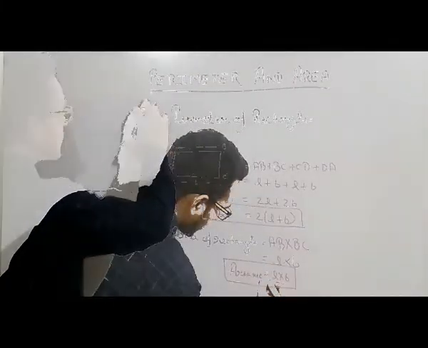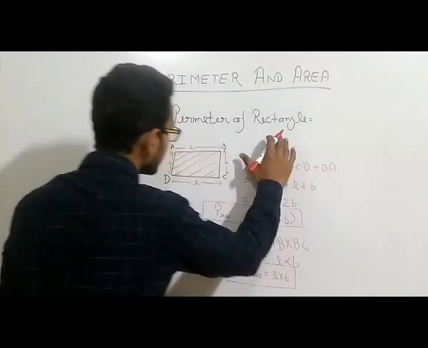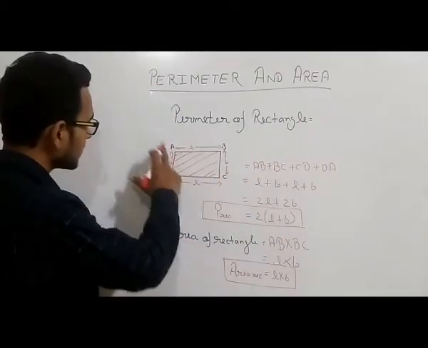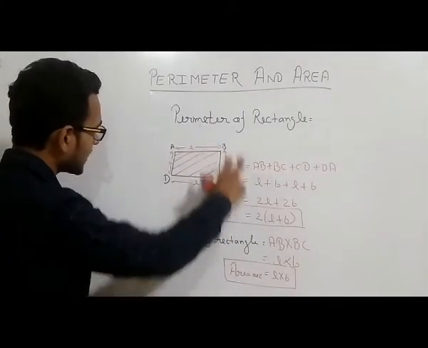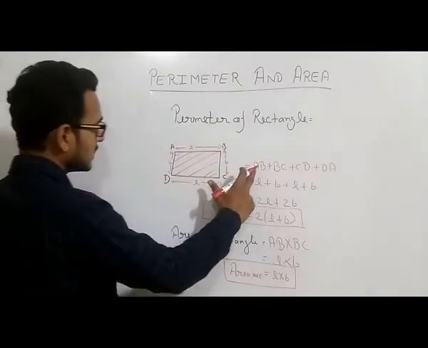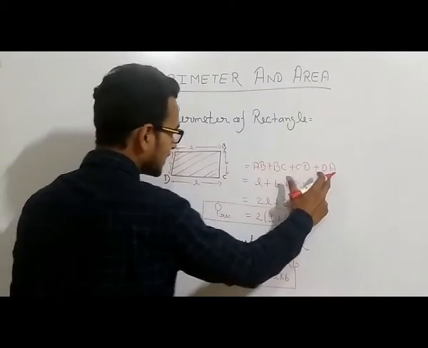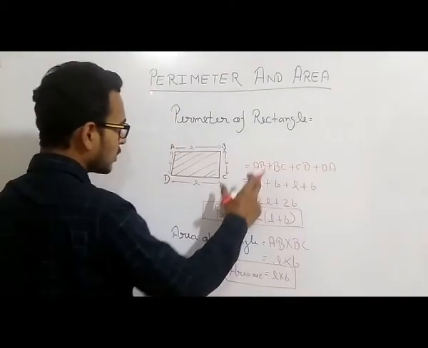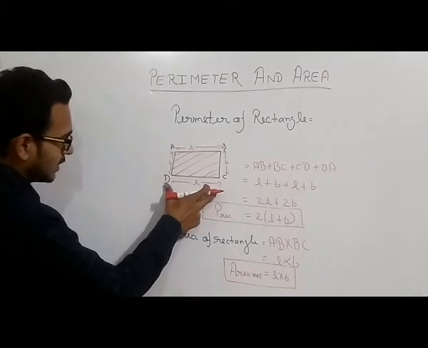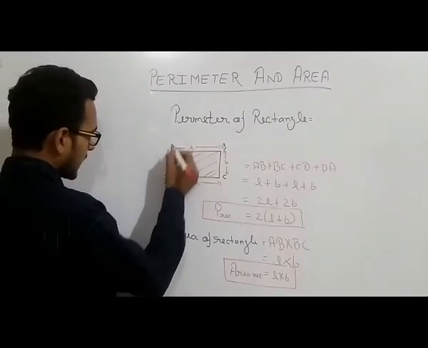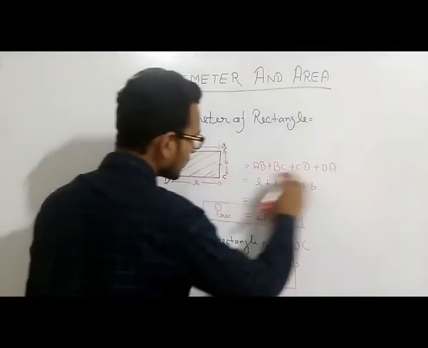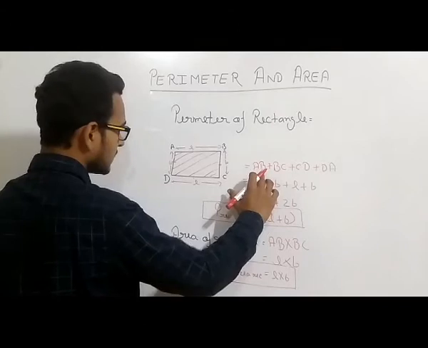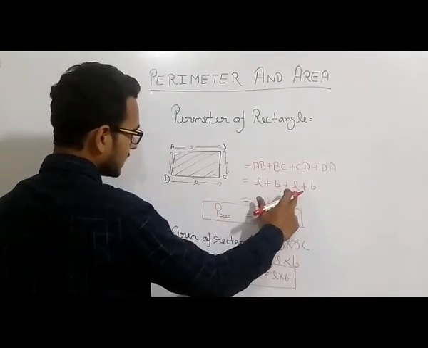Here we will discuss the perimeter of a rectangle. What is the perimeter of a rectangle? Here ABCD is the rectangle and ABCD is the boundary line of the rectangle. So AB plus BC plus CD plus DA is the boundary of the rectangle. Put the value of AB as L because this is the length of the rectangle, and in a rectangle AB is equal to CD and AD is equal to BC. Here, put the values of all the sides of the rectangle: L, B, L, B.